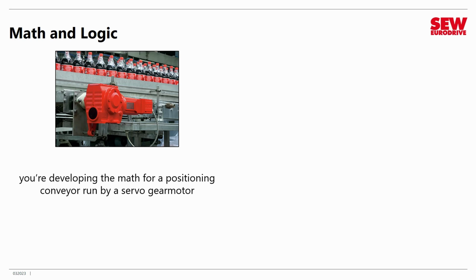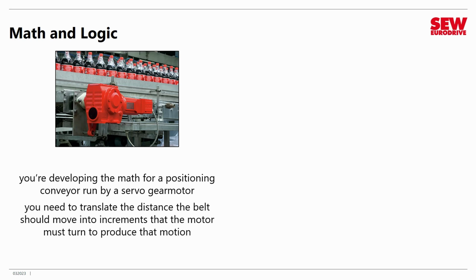But of course, to make that work right, you've got to translate that into rotations of the motor. So what you need to do is translate the distance the belt should move into increments that the motor must turn to produce that motion. Because remember, as that encoder turns, it outputs increments, and we count those to know how much the motor's turning. So that's what we're really up to here.